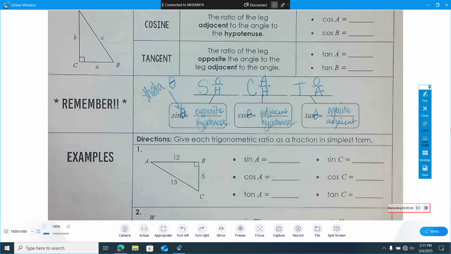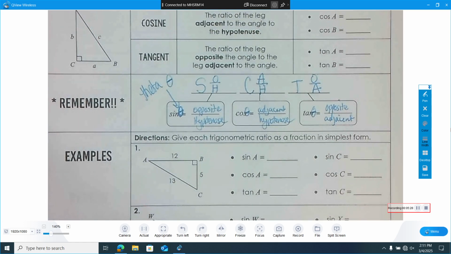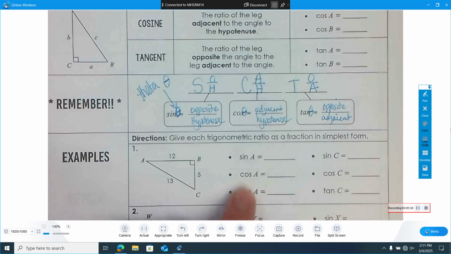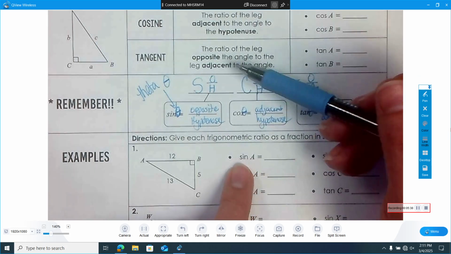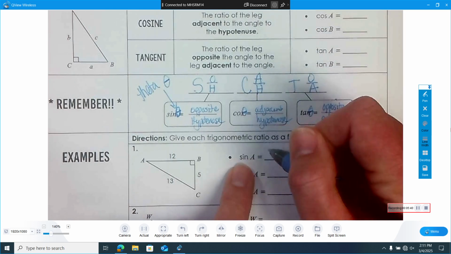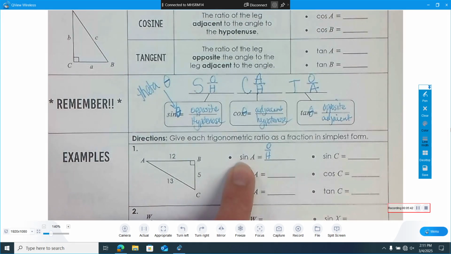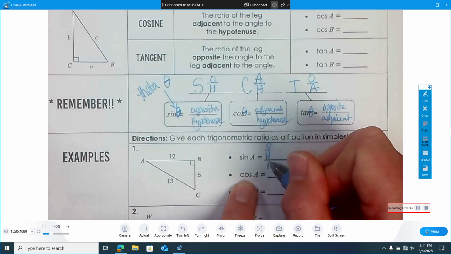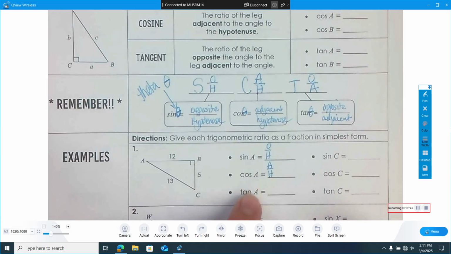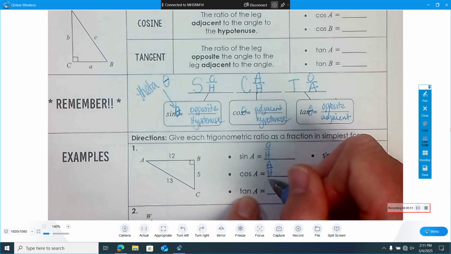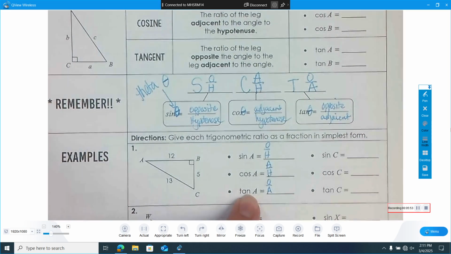What we're going to do is a little bit of practice here. Right off the top, I know I want the sine of angle A here. Sine is what legs are we looking for? Opposite over hypotenuse. Cosine is what over what? Adjacent over hypotenuse. And tangent is? Opposite over adjacent. I'm just going to write those down so I have them there for reference.